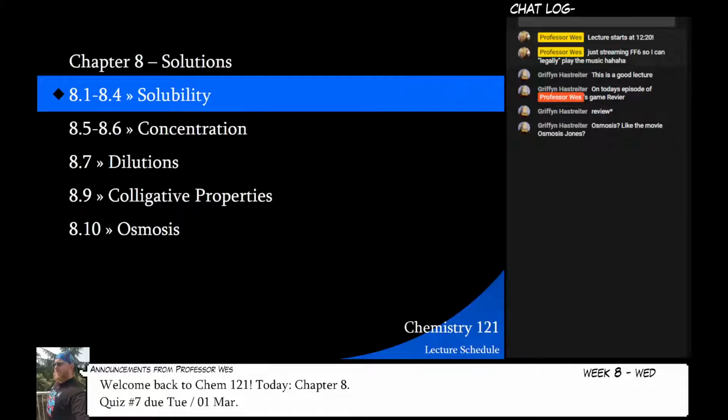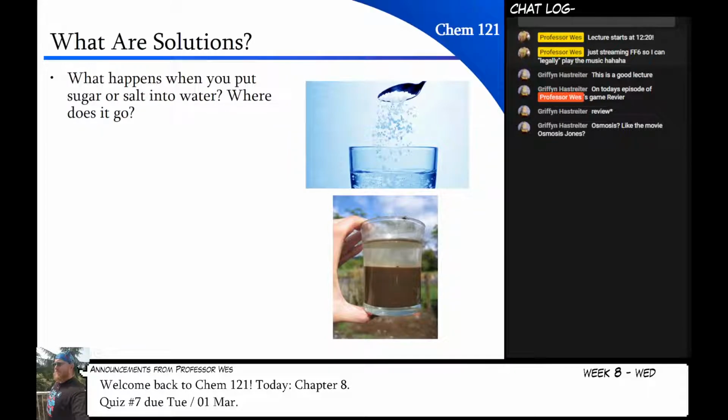All right, let's get started. So we're going to talk about solubility first. The first thing that we want to discuss is, what does it mean to be soluble? What happens when you put substances into other substances? For example, if you put salt or sugar in water, you could taste the salt in the water. If you've ever been to the ocean and accidentally tasted the water, you know very much that it is not just water. It is salt water, and it is disgusting. It is extremely salty.